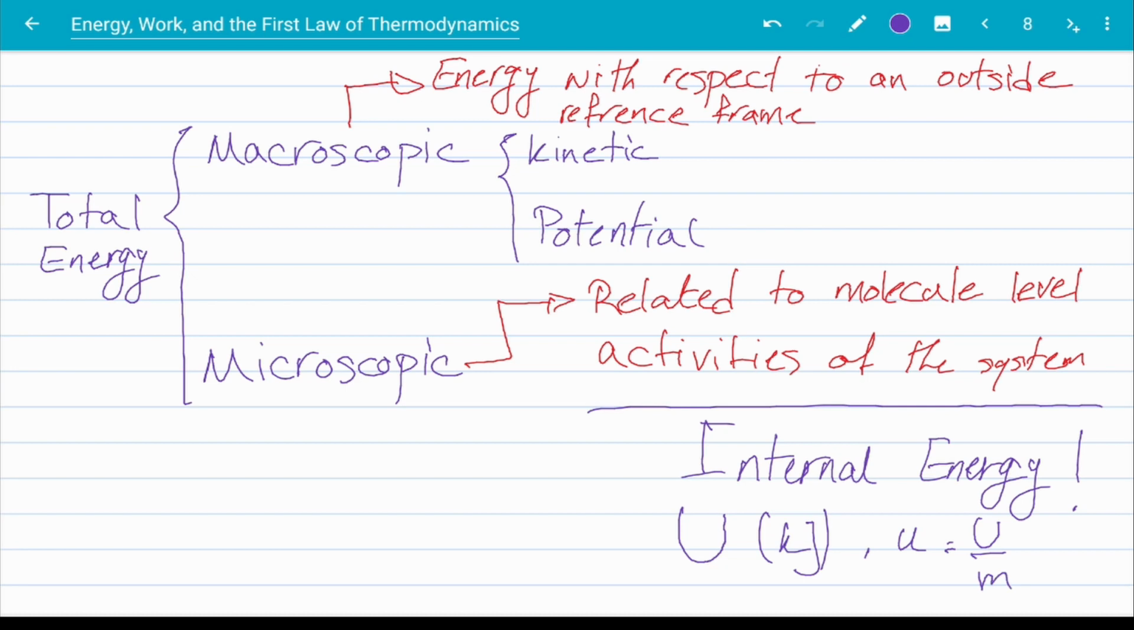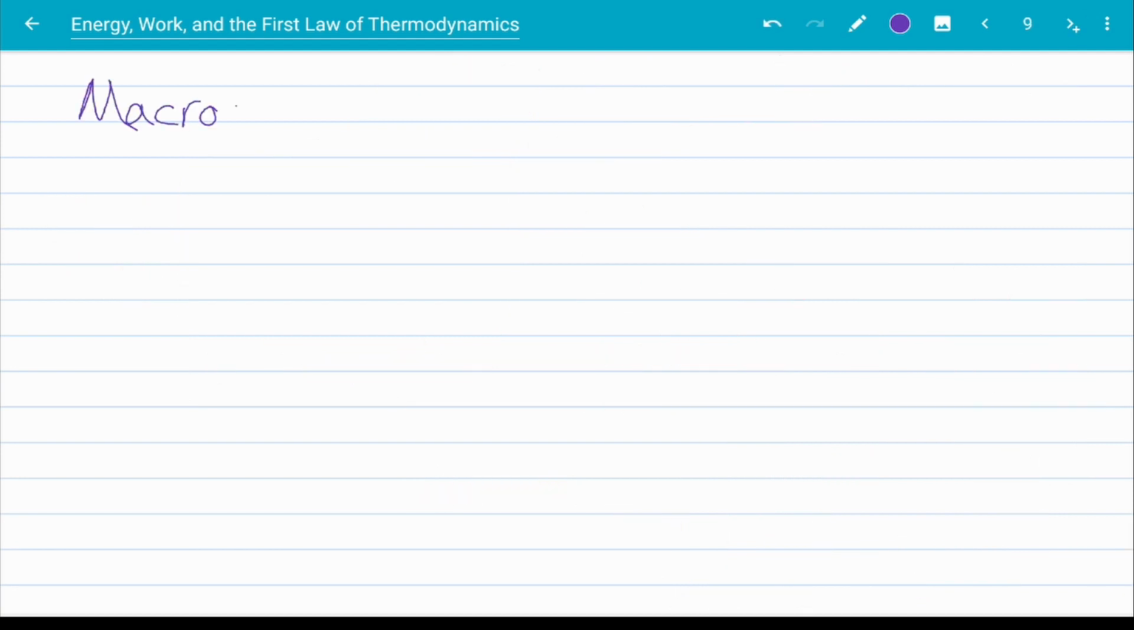And we also have a per unit mass form. We show it with small letter u and the unit is kilojoules per kilogram. Both are properties of the system. Capital U is extensive, while small letter u is intensive. Okay, with the definition of microscopic and macroscopic energies out of the way, we can go back to microscopic energies.